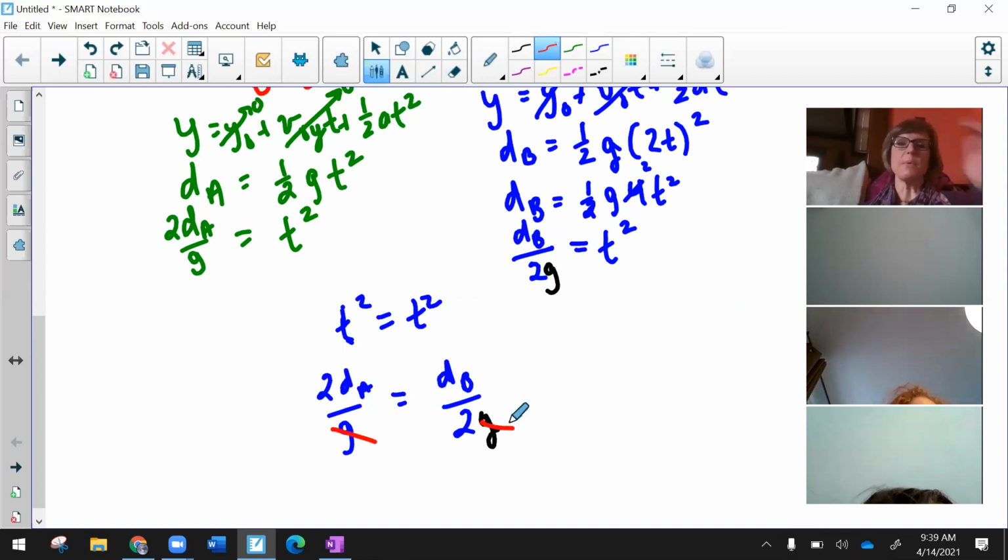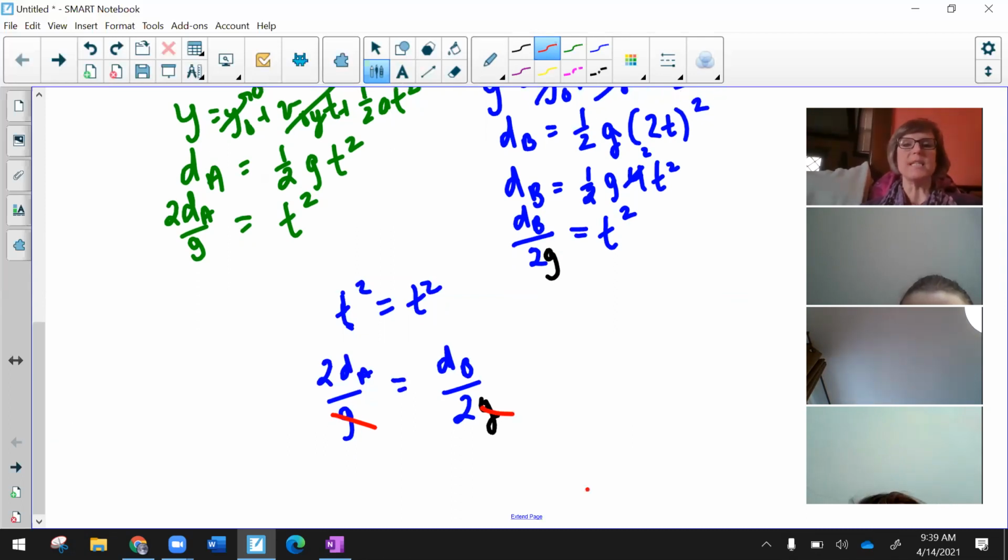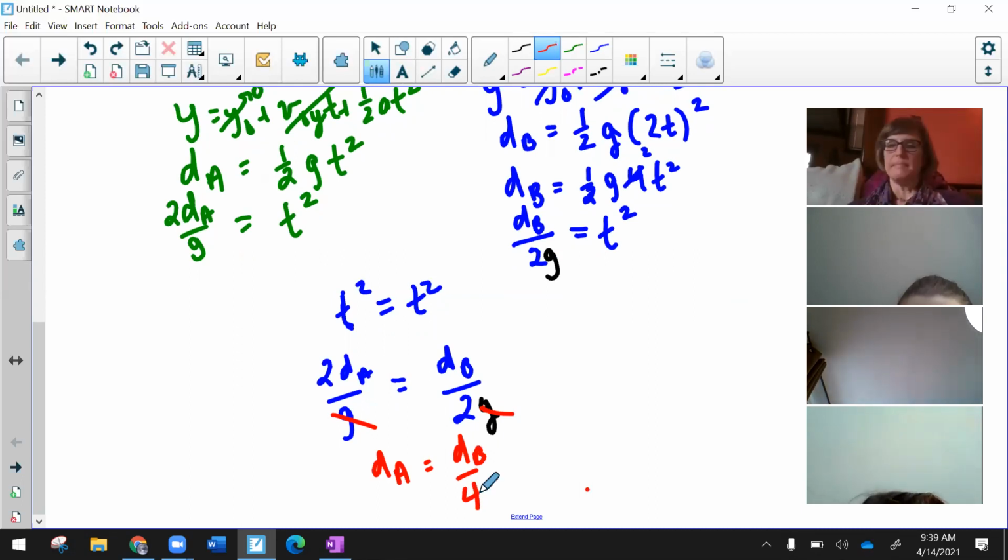And now this is the point where I would look up at my options, since it's a multiple choice question. And all of my options are dA equals something in terms of dB. So I would solve this for dA. So I've got dA is then dB over 4. Okay, makes sense?